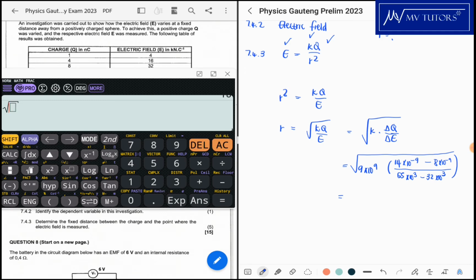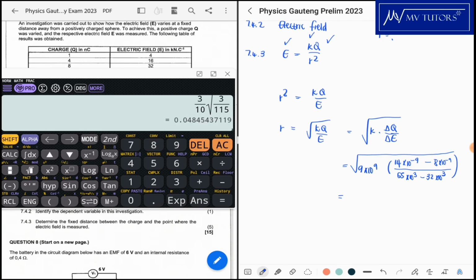So we have 9 times 10 to the 9, and then multiplied by 14 times 10 to the negative 9 minus 8 times 10 to the negative 9, all over 55 times 10 to the 3 minus 32 times 10 to the 3.